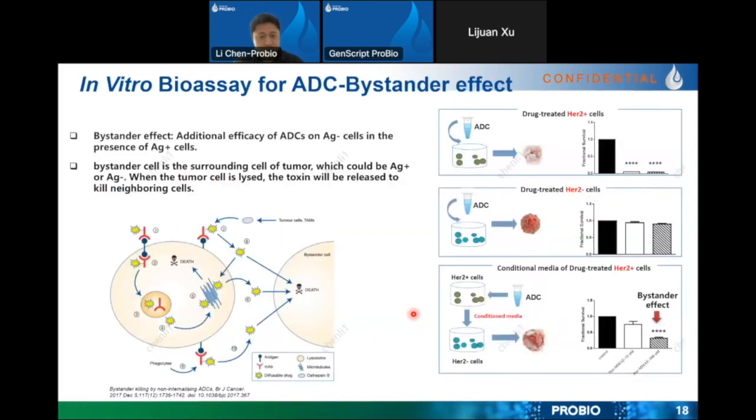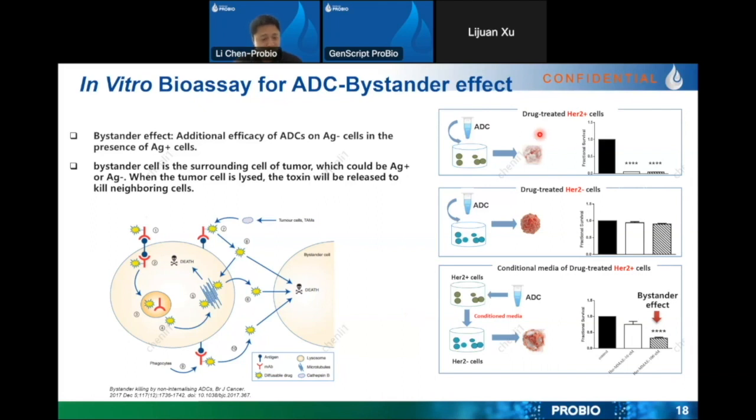In addition to direct inhibition, bystander effect is another MOA for ADCs. Bystander cells are the surrounding cells of the tumors, which could be antigen positive or antigen negative. When the tumor cells are lysed upon ADC function, toxin will be released and kill the neighboring cells. This MOA can be reconstituted in vitro as illustrated in the right panel.